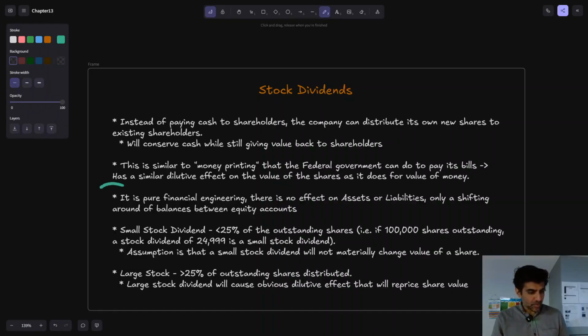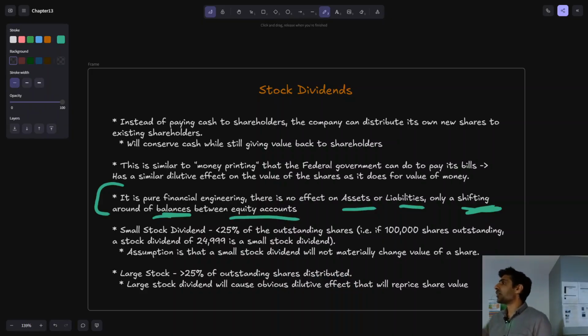It is pure financial engineering. There's no effect on the assets or liabilities. And as we're going to see how it's accounted for, you're just shifting around balances between the equity accounts. You're going to move money from retained earnings, dividends. We're just going to be moving stuff around from retained earnings to paid in capital, as we're going to see.